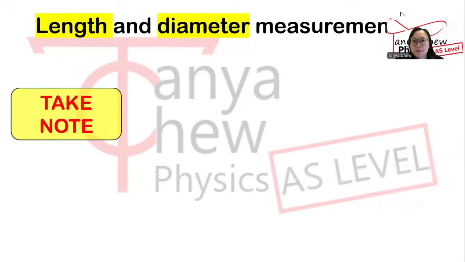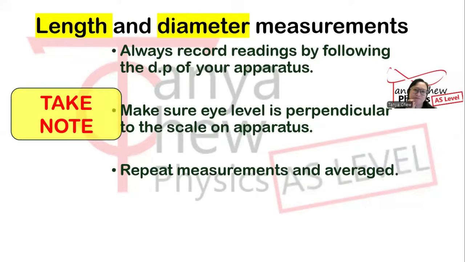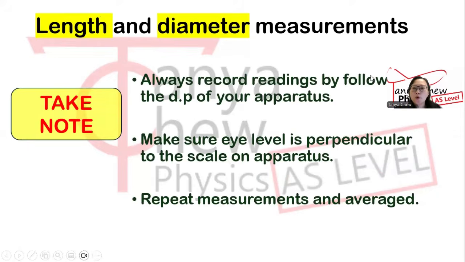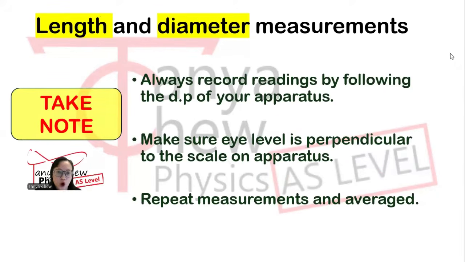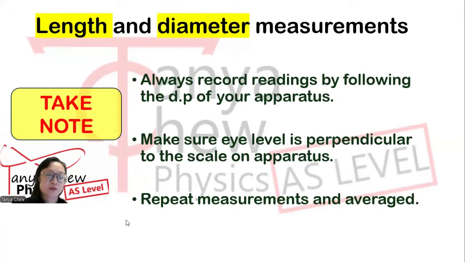First of all, let us talk about the length and diameter measurement. All you need to do is to take note. First, always make sure that you record your readings by following the DP of your apparatus. DP means decimal places or decimal point of your apparatus. And you have to make sure that your eye level is always perpendicular to the scale on the apparatus, as well as repeat the measurements and find the average at the same time.